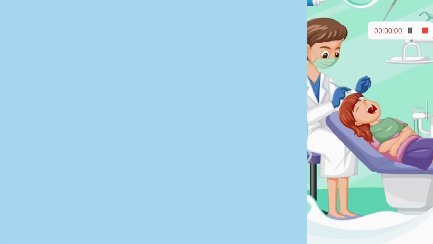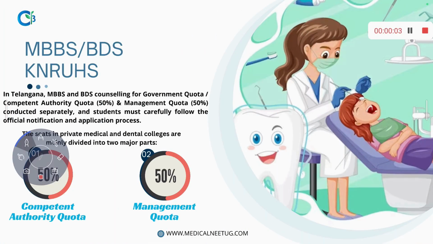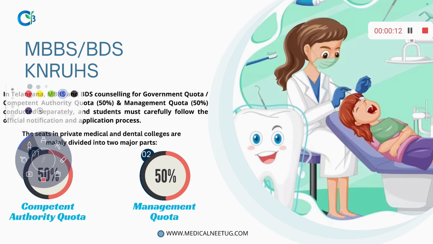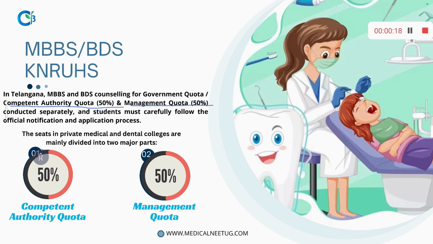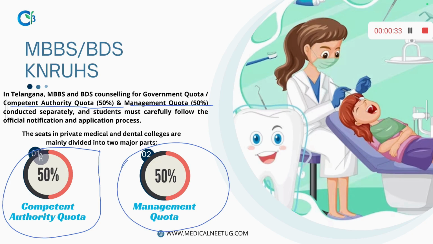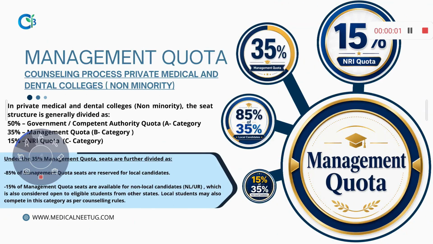So let's see the division of the seats here. In the case of Telangana, the seat is divided into a competent quota and the management quota. In all the non-minority colleges, the seat is divided with 50% as competent quota, meaning it will go to the government, and 50% as management seats. So this is the division that the Telangana non-minority colleges are following.